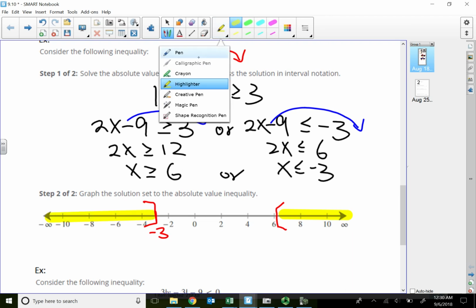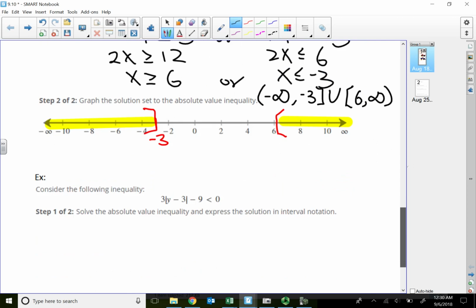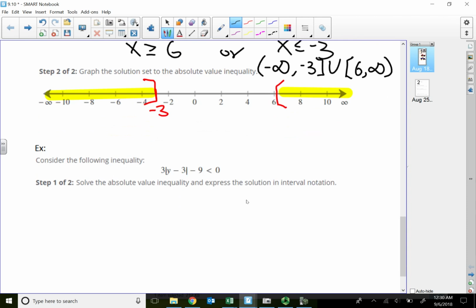So by looking at my graph, my interval notation for step number 1 has to be from negative infinity all the way to negative 3 using a bracket, union, or my answer can be from 6 using a bracket, keep on going to the right. Alright, so now I'm just going to begin to show you different variations of problems.